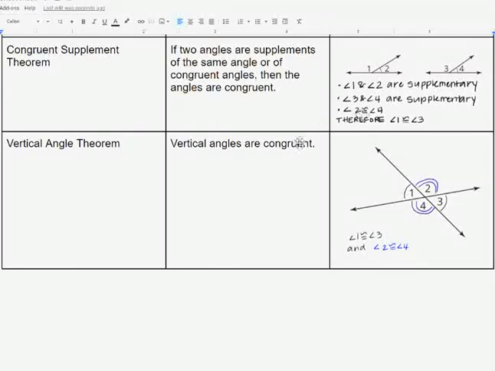And then also leaving you with the visual of what vertical angles look like. Remember, they only appear in this X formation directly across from each other. So angles 1 and 3 are vertical and congruent, and then angles 2 and 4 are vertical and congruent.